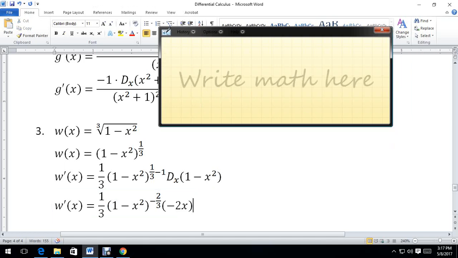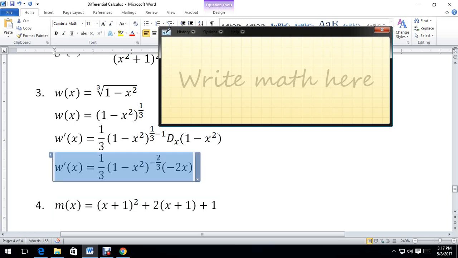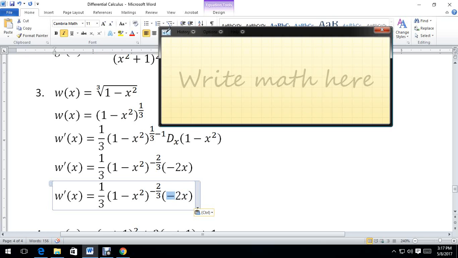Alright. Now, can we simplify this further? Perhaps we could write it in a simpler way, just like writing negative 2/3 x instead of having it like this one. We could also bring back the form of the radical in order to replace this expression raised to negative 2/3, so that we could have a radical form.